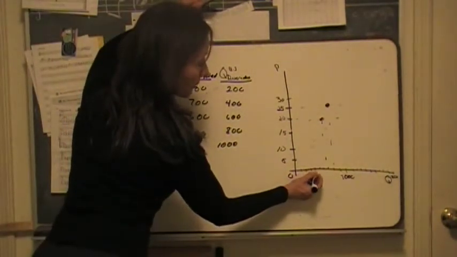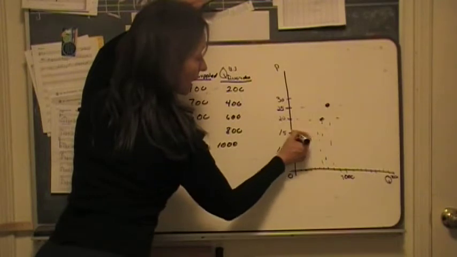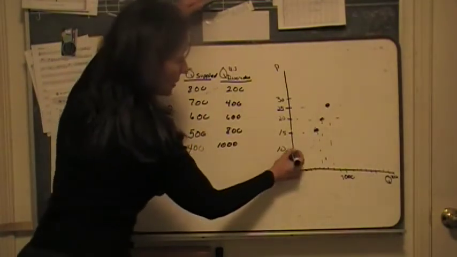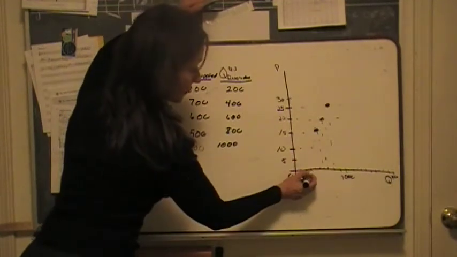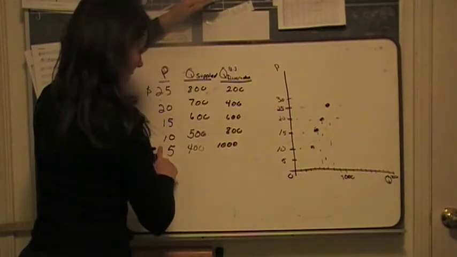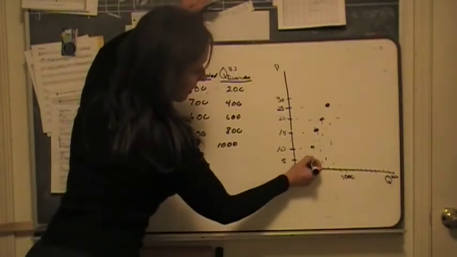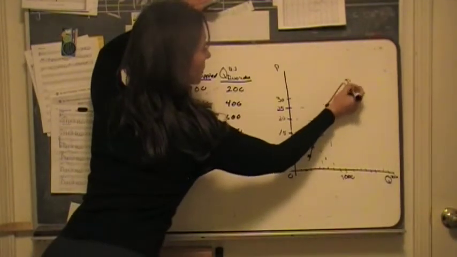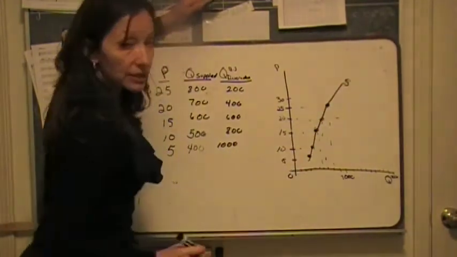600. Again, because they're not getting much money. At $10, they're going to want to supply 500. And at $5, they're only going to want to supply 400 pounds of lobster into the market.